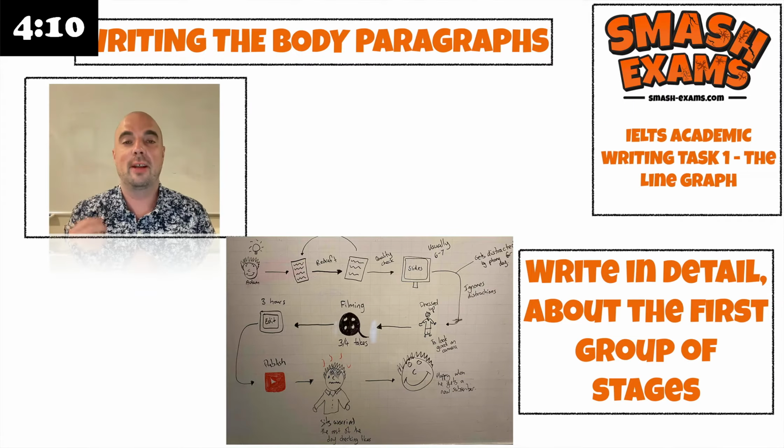The body paragraphs are a little bit different in the diagram than they will be if you do a chart or a graph. That's mainly because it's just a step-by-step description of what happens in the process diagram. In the planning stage, you split the process into 2 different groups. The first group is finished at filming, and the second group starts with the editing just afterwards.